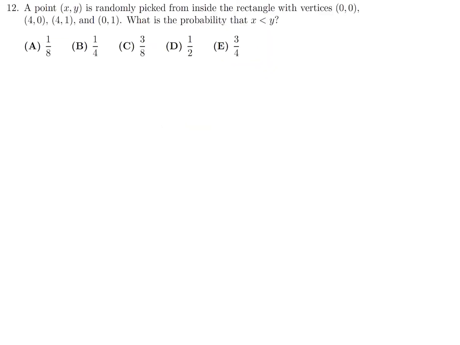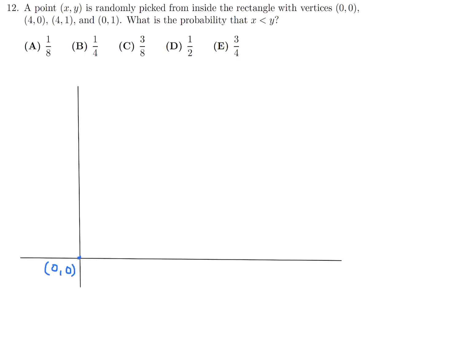A point XY is randomly picked from inside the rectangle with vertices 0, 0, 4, 0, 4, 1, and 0, 1. What is the probability that X is less than Y? So let's draw a little diagram here. Let's label the points. We've got 0, 0, so that's the origin basically. And then 4, 0, so somewhere here. 4, 1, so approximately here. And finally 0, 1, so about here.